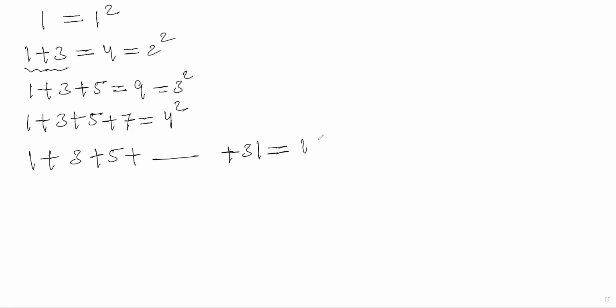It should be 16 square. There are 16. These are the first 16 odd numbers. ऐसे समझ सकते हो, 30 तक 15 होते. We have also written 31. 16 होते. This is 16 square, right?